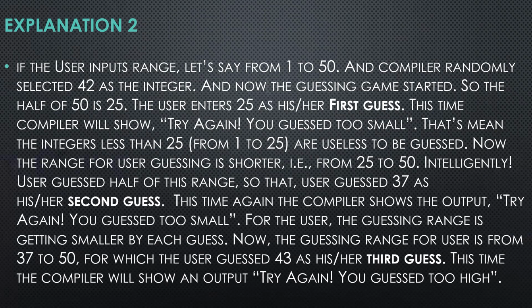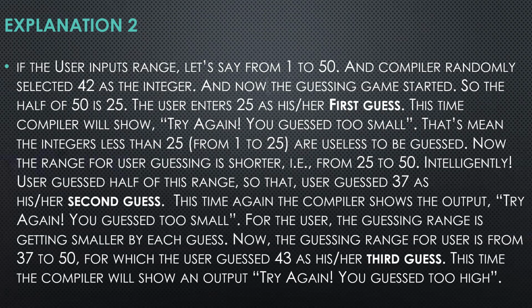She got 37 in a very fast way. So 37 was the second guess. The compiler shows the output, "try again, you guess too small." For the user, the guessing range is getting smaller with each guess. Now the guessing range is from 37 to 50.